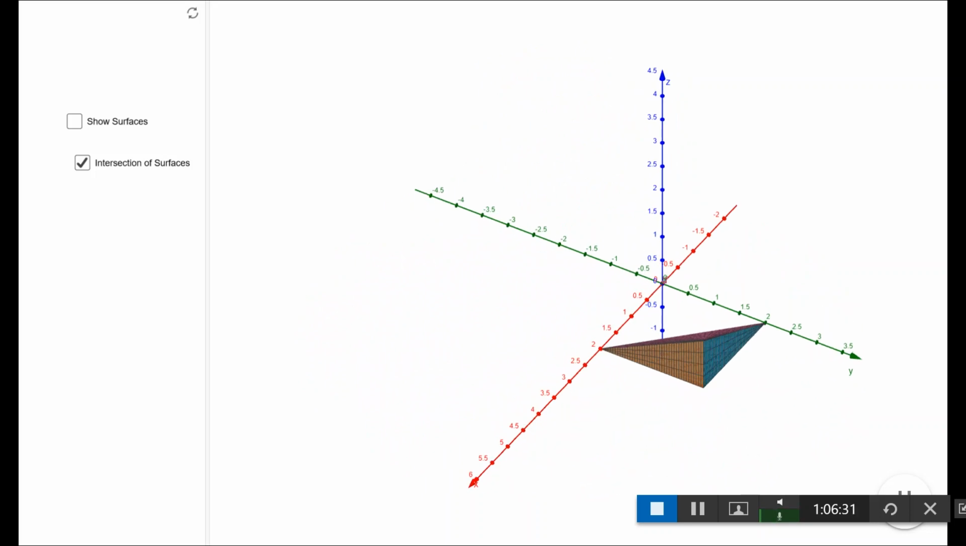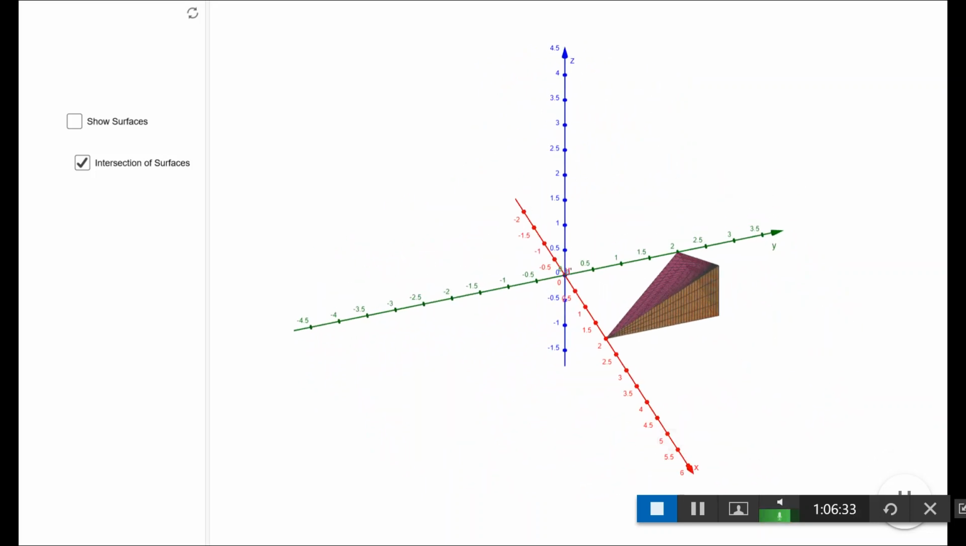Alright, now let's try to do this using non-GeoGebra techniques. Now that we have a good visualization of what's happening and what it is that we're going to be integrating over, we're going to try to mimic that on our own without drawing this in R3. So let's go back to the workshop.